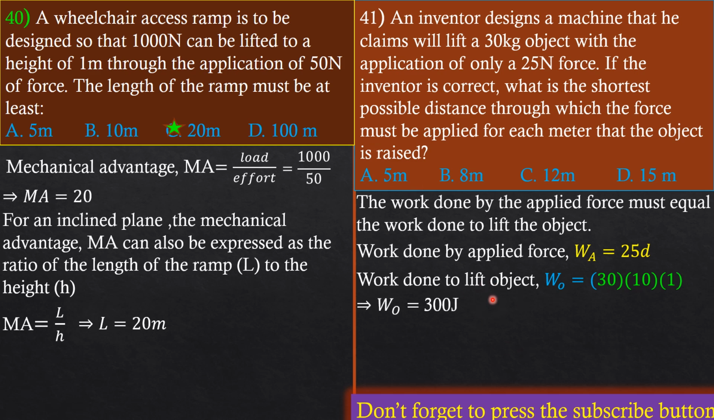Now, since the work done by the applied force has to be equal to the work done in lifting the object, our WO has to be equal to WA. If we equate both of them, we are going to have 25d to be the same as 300. If we simplify, we're going to have d to be 12 meters. So friends, option C is the best option. Let's go to the next question, guys.